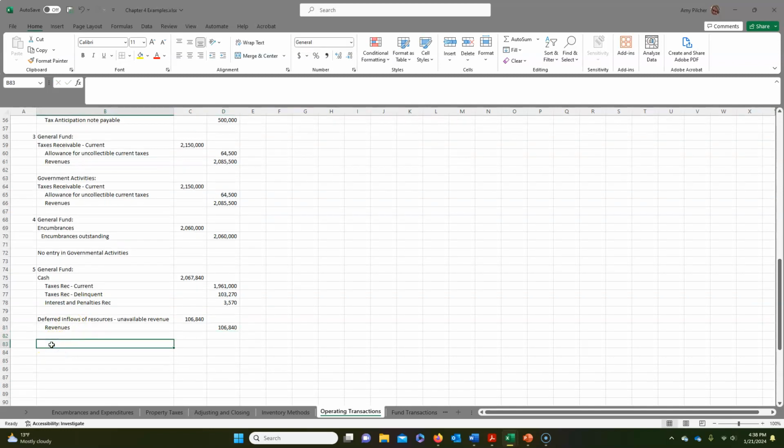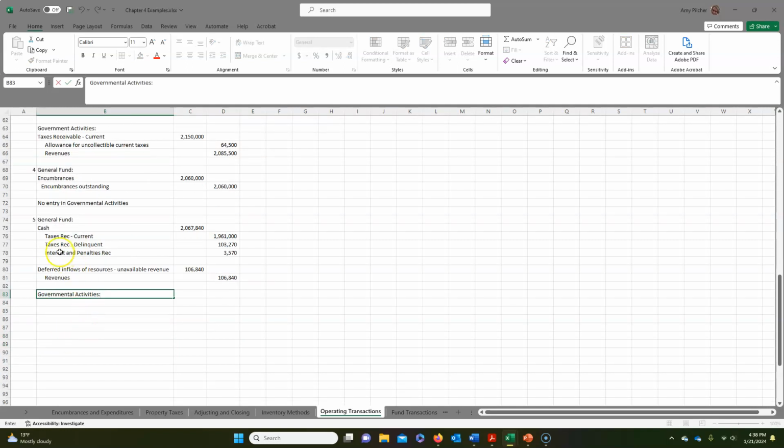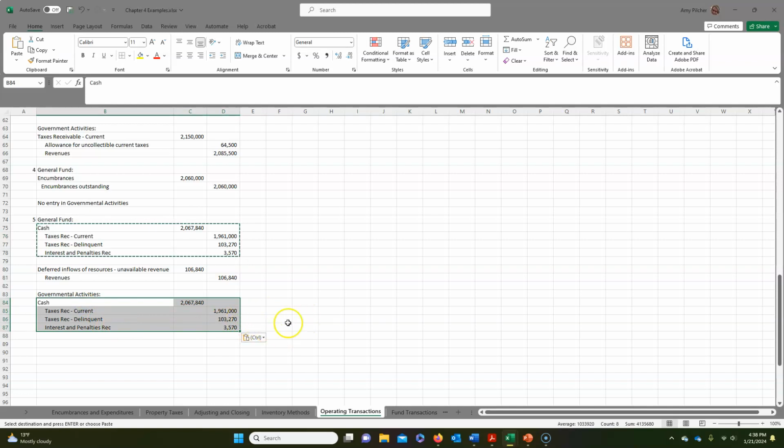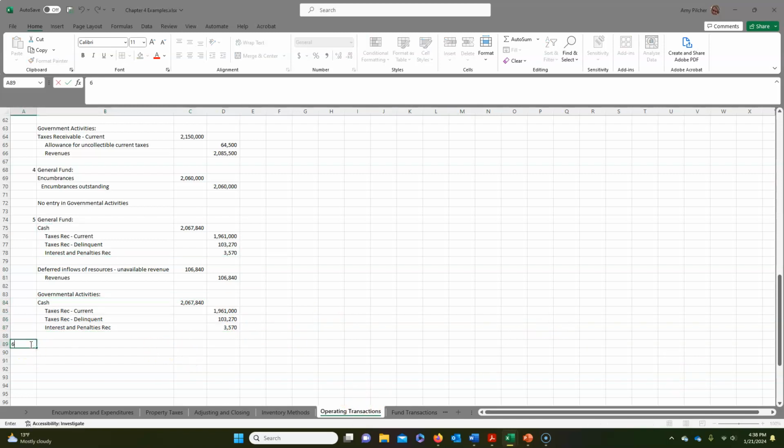Then in the governmental activities, the only part that you have to record is the receipt of cash and the taxes that you received it from. Now we're ready for transaction 6.